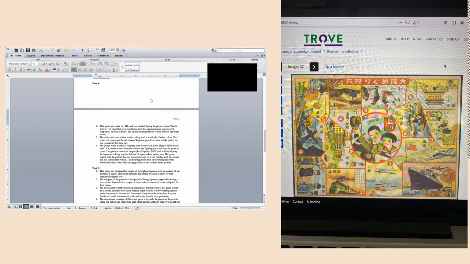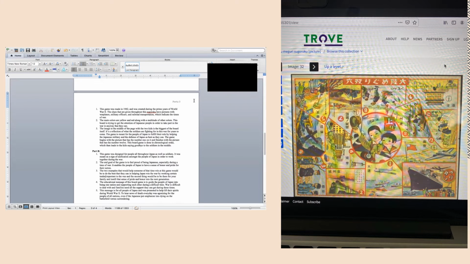The clues given throughout this Sugoroku have pictures with warplanes, military officers, and railroad transportation, which indicate the times of war. The main colors are yellow and red, along with a multitude of other colors. This board is trying to get the attention of the Japanese people in order to take part in the war in any way they can.